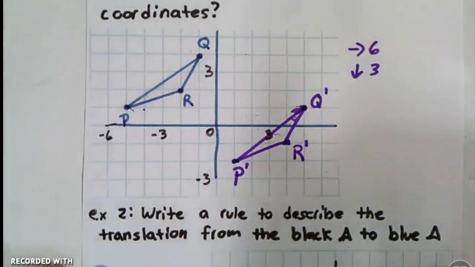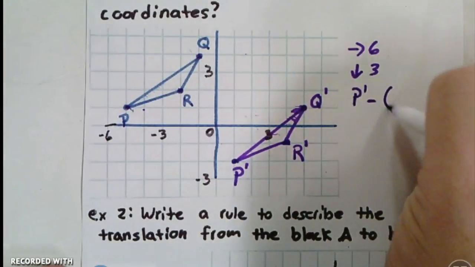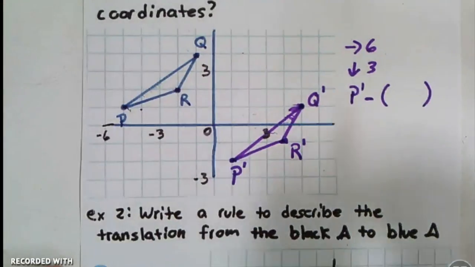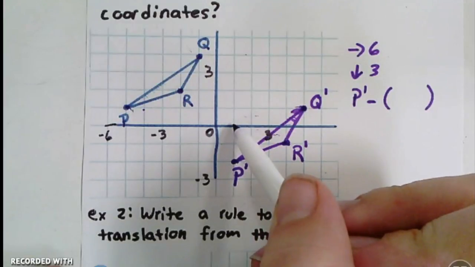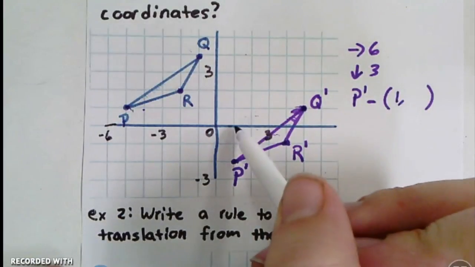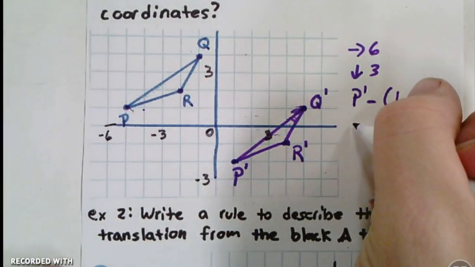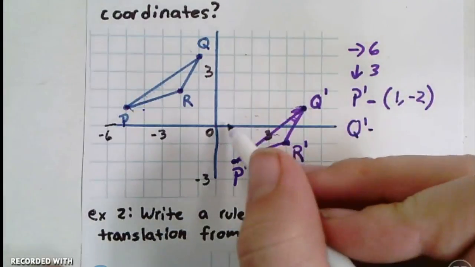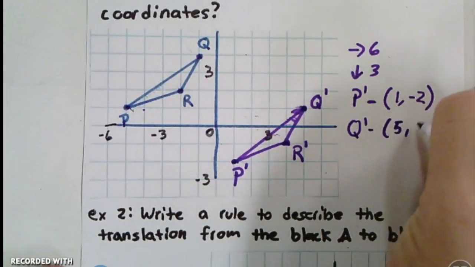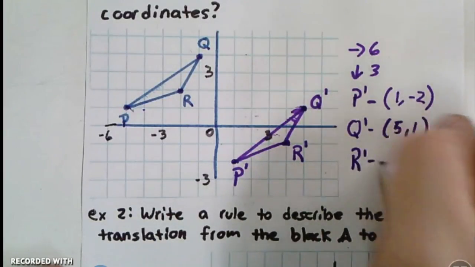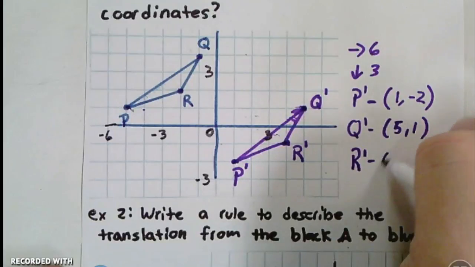Now I need to say what the new coordinates are. The coordinates for P prime, coordinates are always written in parentheses, is going to be, here's my P prime spot, so I'm going to go to 1 on the X, and then I'm going to drop down 1, 2. So (1, negative 2) for P prime. For Q prime, it's going to be 5 over and up 1. And for R prime, it's going to be over 4, down 1.